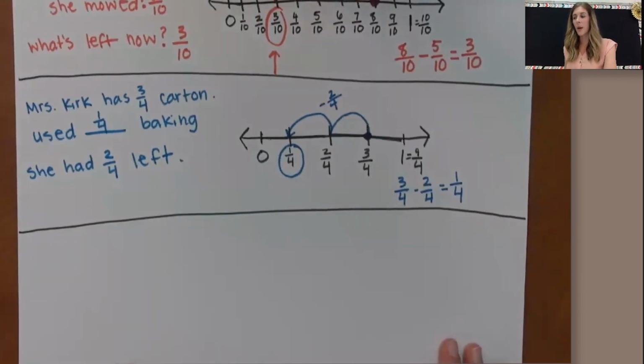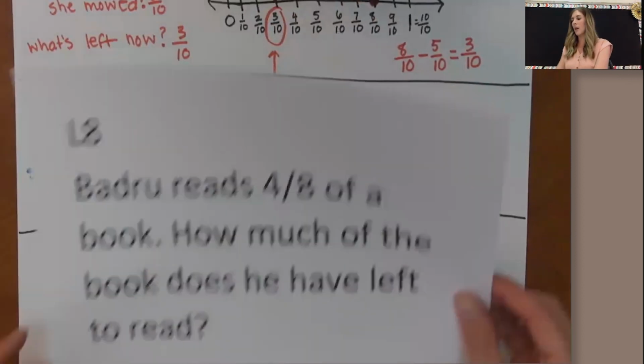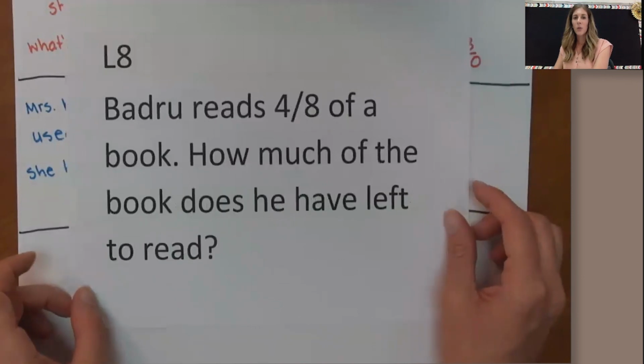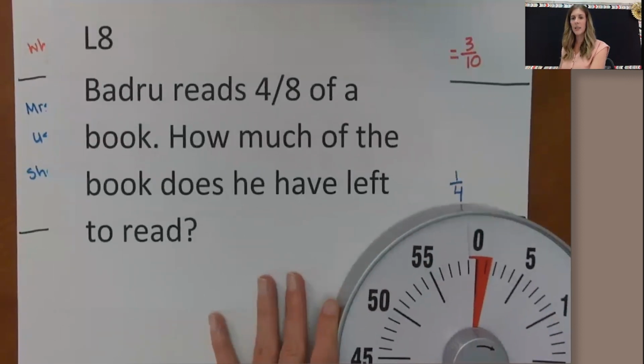One more problem that I'm going to let you do on your own, and then we will check it together. This one has to do with reading a book. Andrew reads 4/8 of a book. How much of the book does he have left to read? I'm going to give you a minute and a half to work this problem, and then we'll check it together.